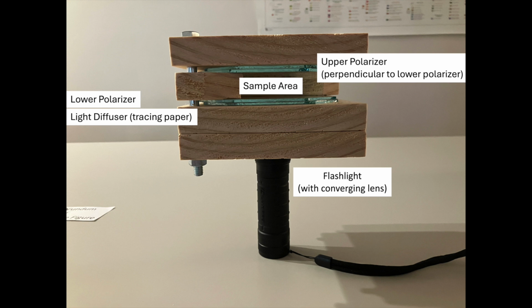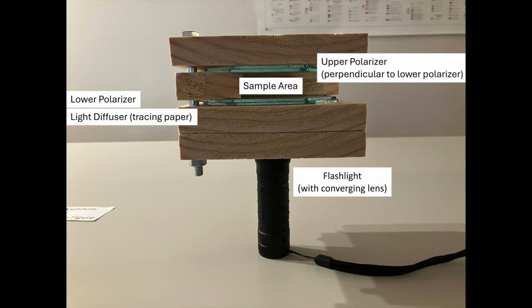paper. The light then passes through a lower polarizer, which causes it to become plane polarized. The light will then travel through and interact with whatever sample we have in our sample area, and will then finally go through our upper polarizer. This polarizer is perpendicular to our lower polarizer. The output from this will be an interference figure for our sample.